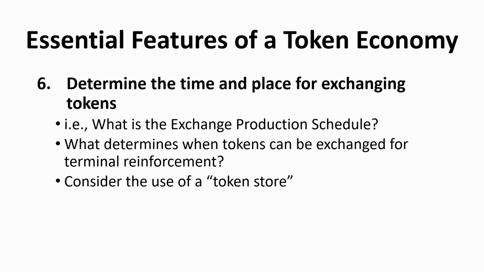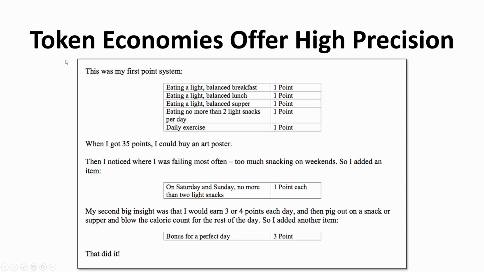But we need to establish the rules for when and where you can exchange your tokens for that terminal reinforcer. This next slide here shows an example of somebody picking at their own token economy. So this individual set up a system for themselves to try and have a good balanced diet so that they would eat healthy and exercise more.